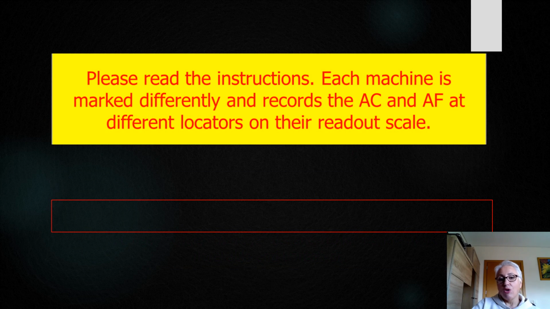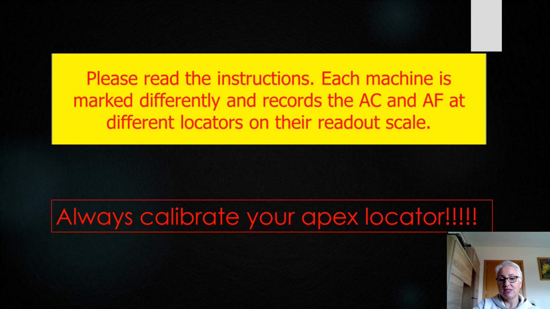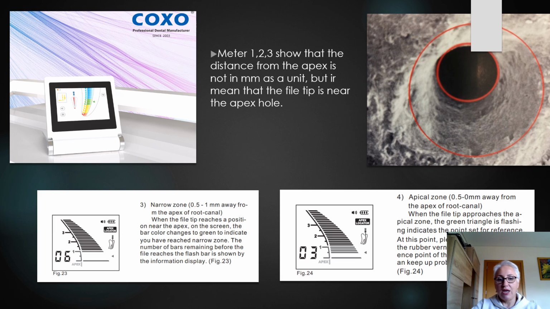So please always read the instructions of your apex locator. Each machine is marked differently and records the apical constriction and apical foramina at different locations on its readout scale. Always calibrate your apex locator. What does it mean, calibrate your apex locator?